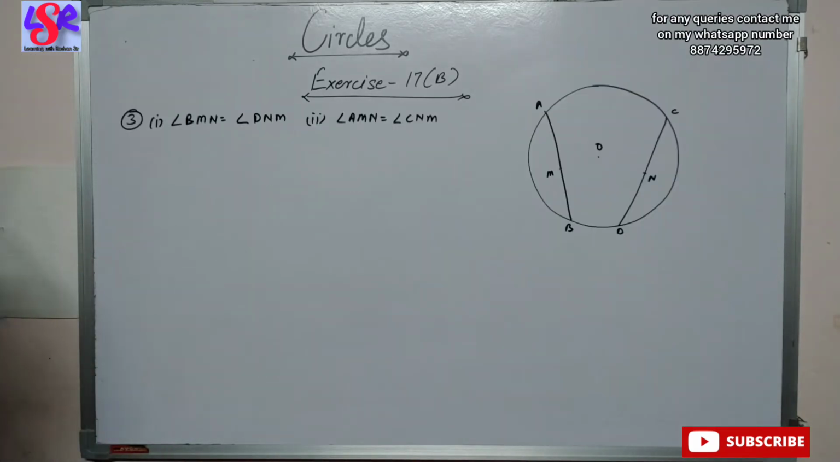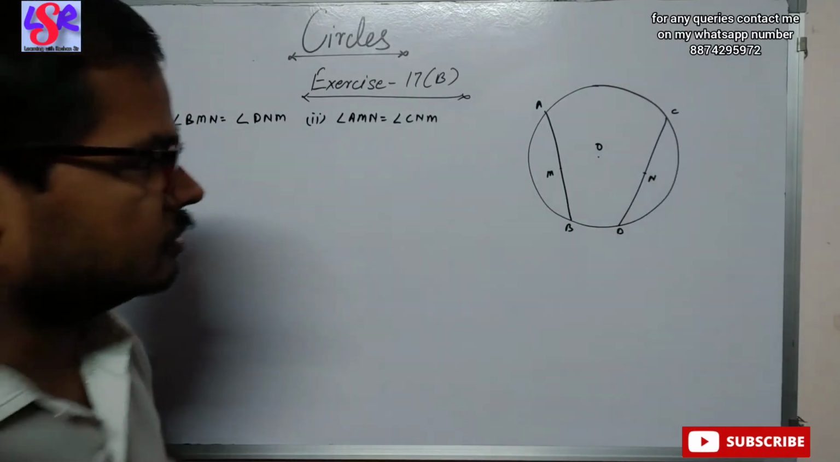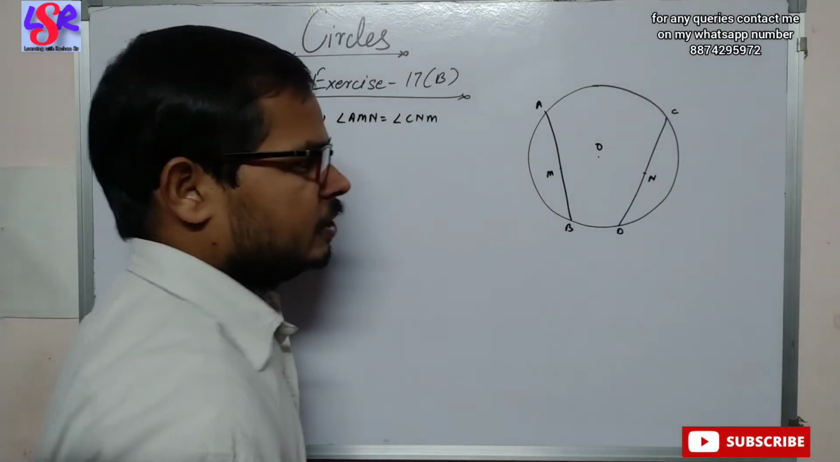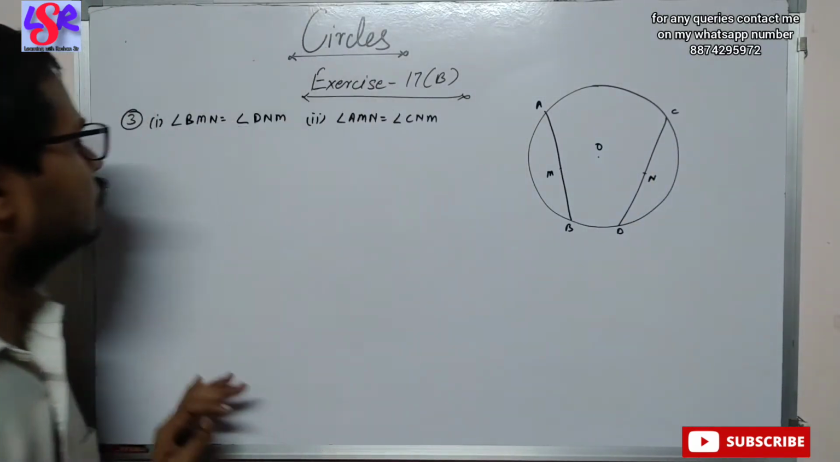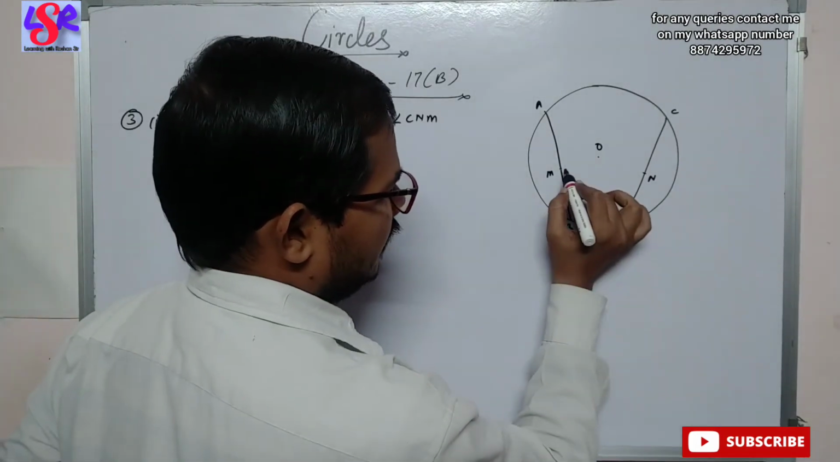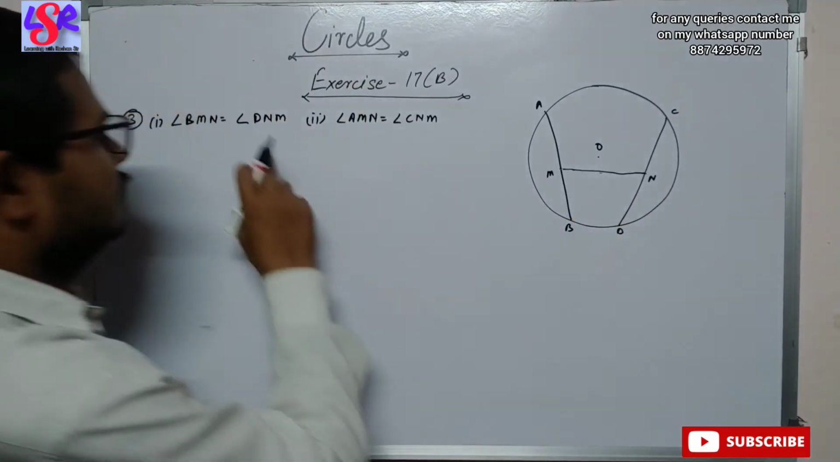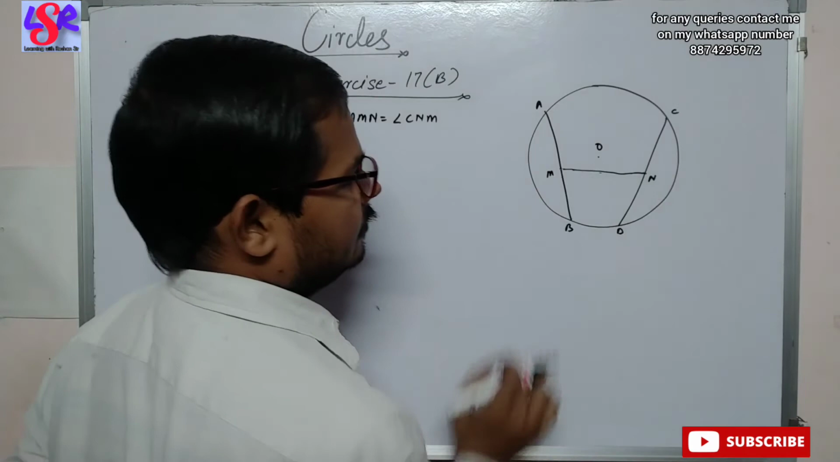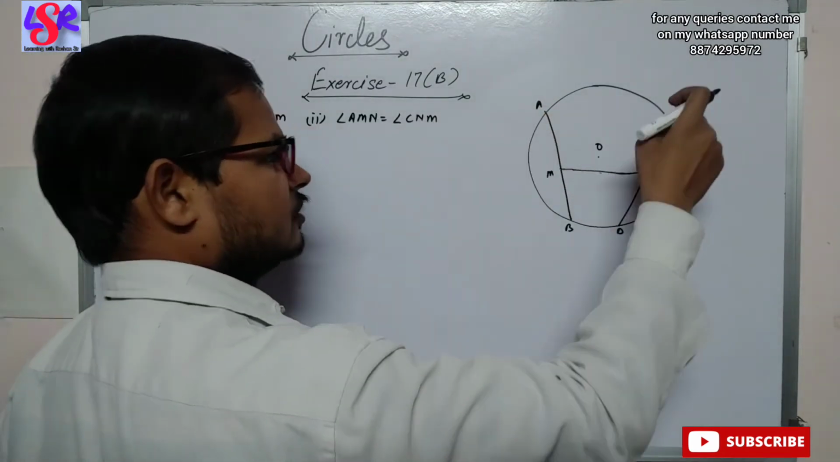Now let's do question number 3. Here we have this figure in which AB and CD are two equal chords, and M and N are their midpoints, and O is the center of the circle. Now we have to prove that angle BMN, that is the angle between BM and MN, is equal to angle DNM. And in the second part we have to prove that angle AMN is equal to angle CNM.